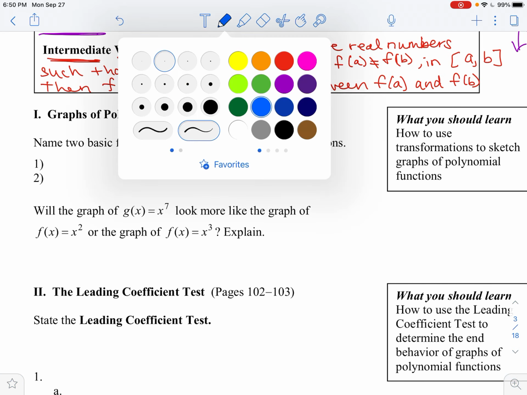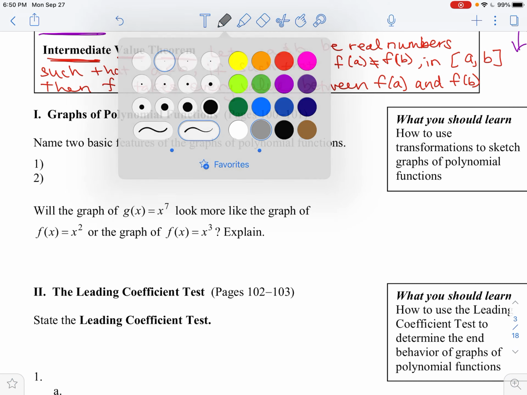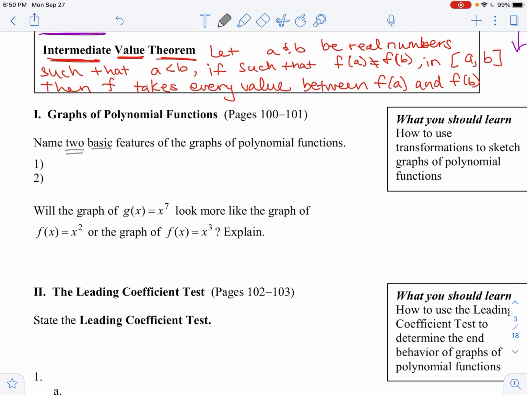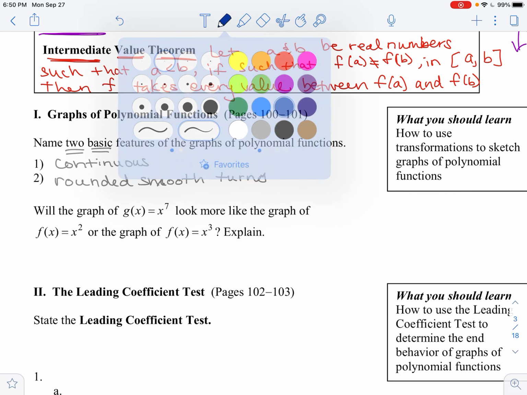All right, let's do the next one. Name two basic features of the graph of polynomial functions. Number one, they have to be continuous, meaning you don't pick up your pencil when you draw them, and they are rounded with smooth turns. So we don't see any sharp edges or anything. Everything's rounded with smooth turns.